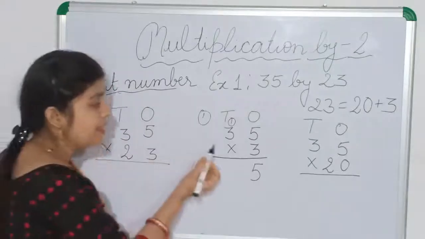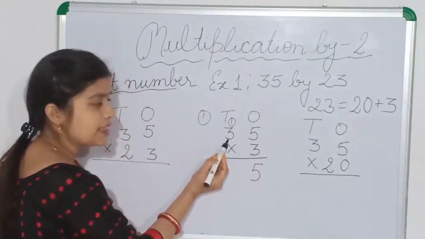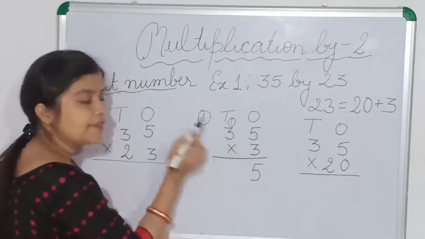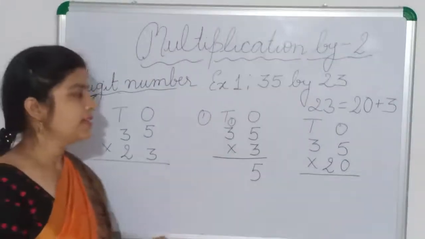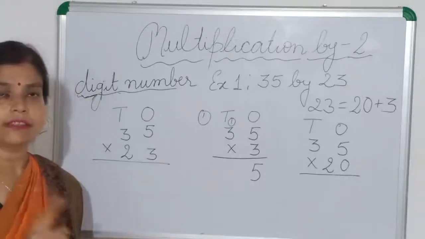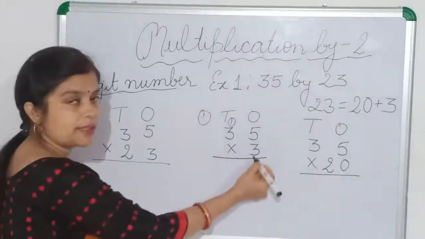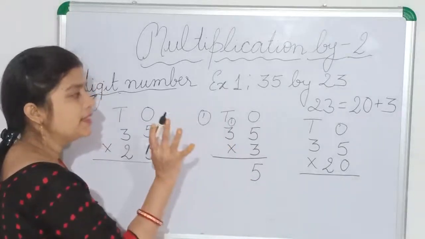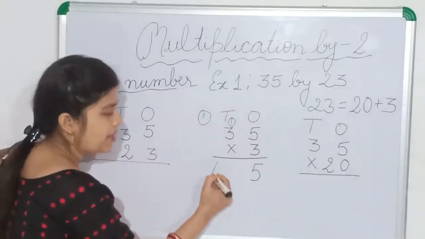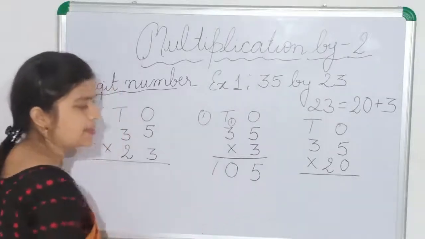Now I will multiply the digit which is in tens place, that is 3. 3 into 3 it will be 9. Now we have 9 tens and already I have 1 ten which I got in this step, okay? So 9 plus 1 will be 10 tens. So we will write here 10 tens, okay?